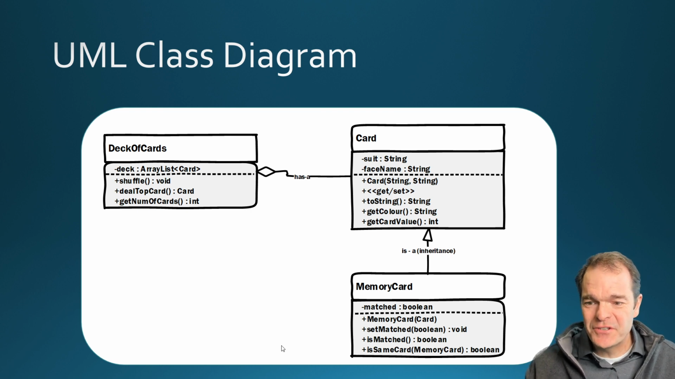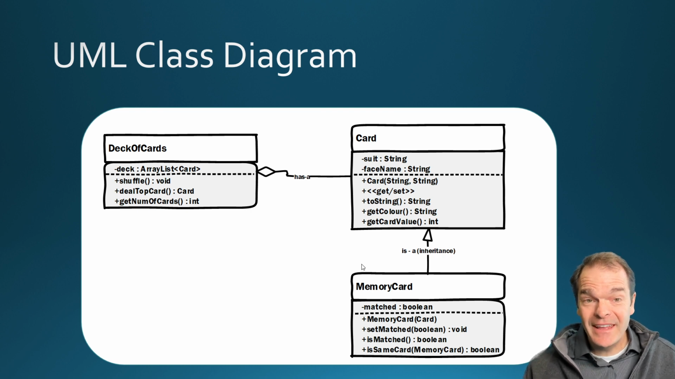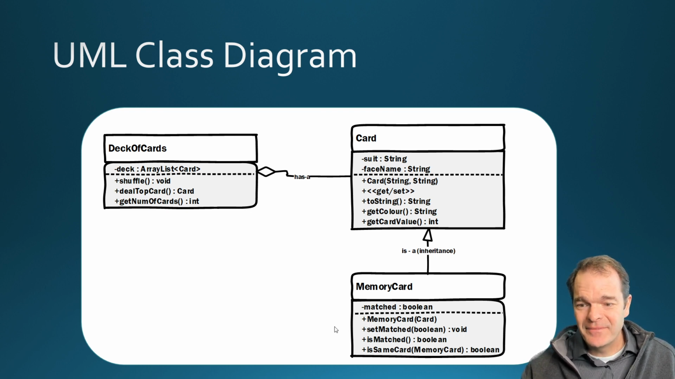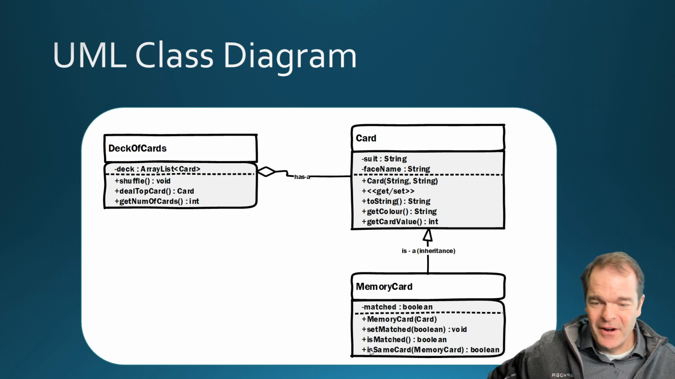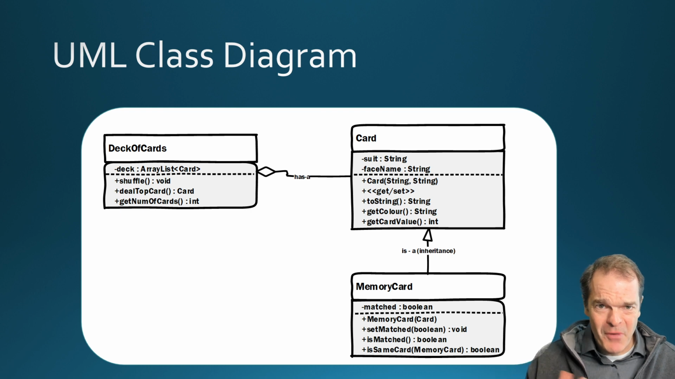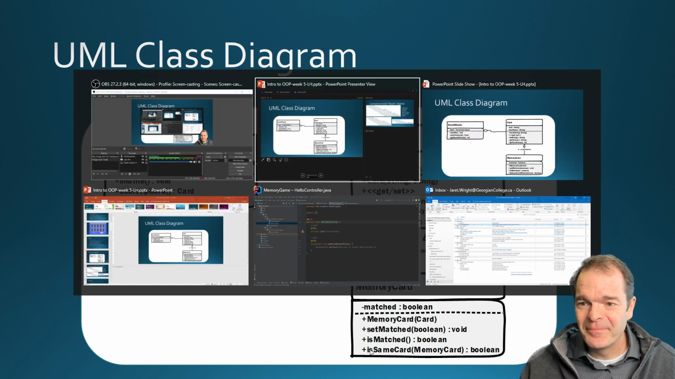So we're going to create this special class called memory card. So a memory card is a regular card, but it also has this ability to track whether or not it has been matched. And it will have the ability to compare itself to another card. So let's start building out these model classes in this video.